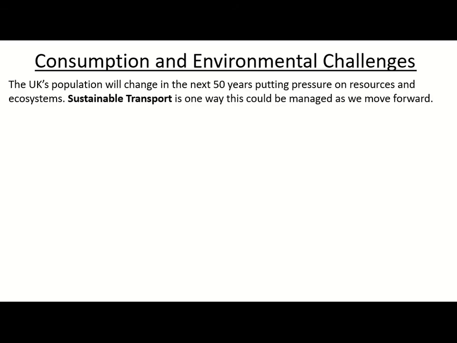Because if you eat more food, you need more space to grow it. You need more water to irrigate it. If you need more energy, you've got to generate the energy, and that means power stations and things like that, which require space, often in the countryside. So you can see how consumption, our use of stuff, is linked to the environment, and as a challenge to the UK, they are certainly something we need to look at.